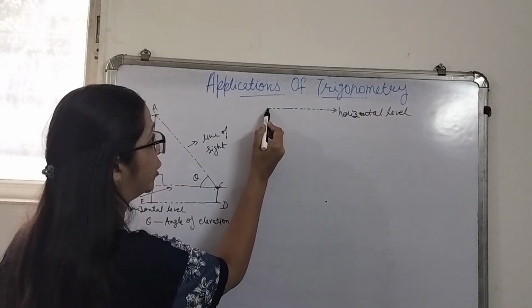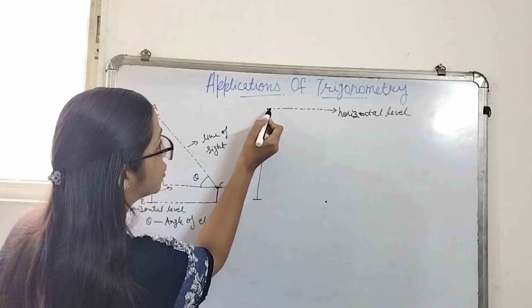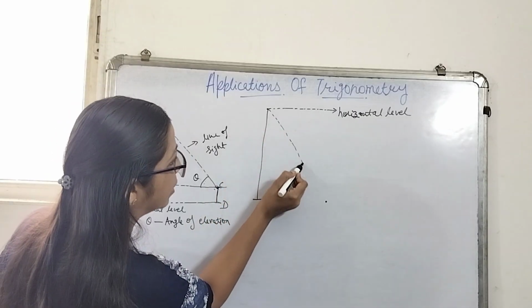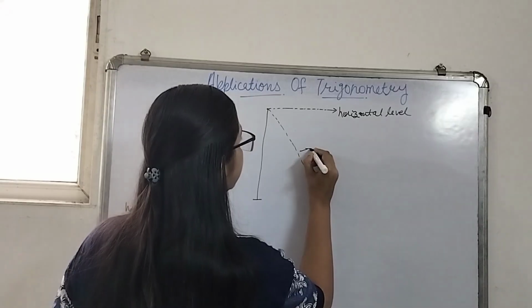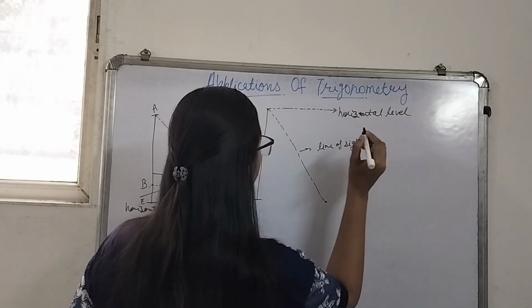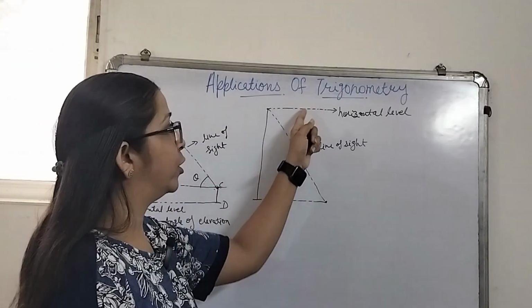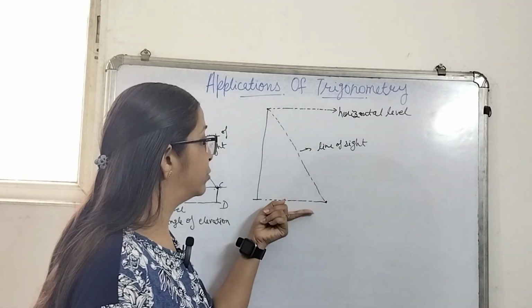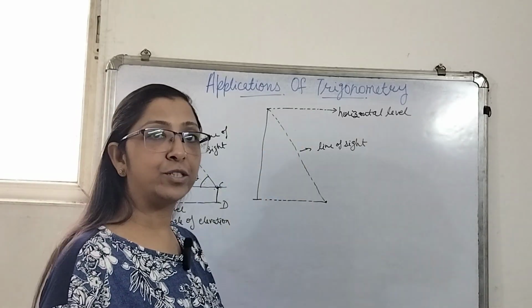The eye of the observer is here and he is watching this object. So this will be the line of sight. This is the line of sight. We can join these also, which is parallel to your horizontal level. This ground level is parallel to the horizontal level.